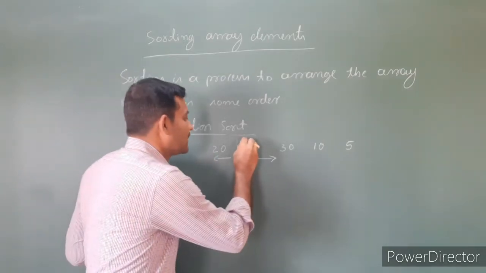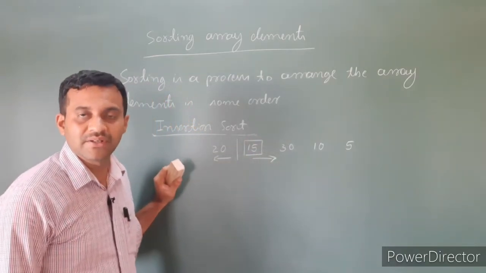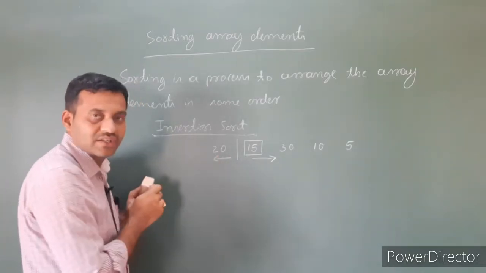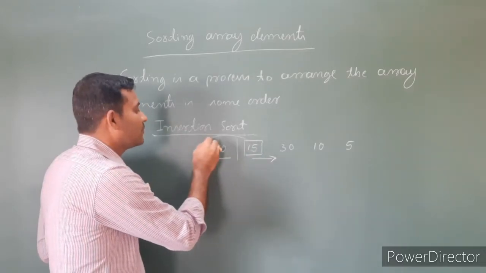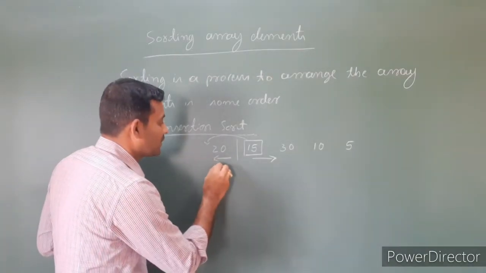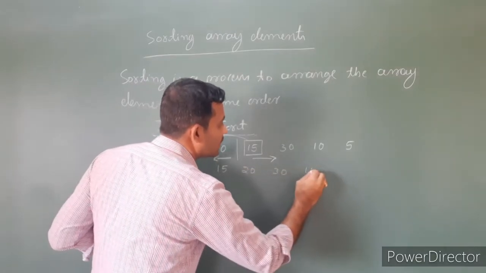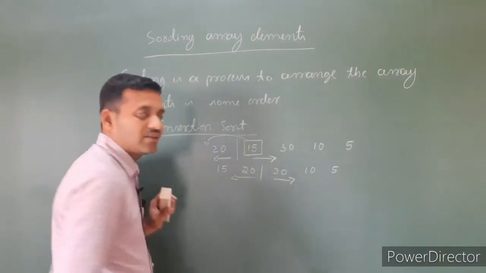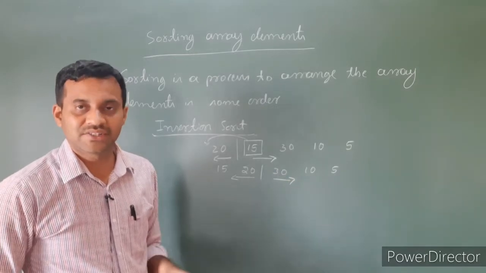Then we have to access the next element from the unsorted portion. So 15 is the key element from the unsorted portion. Then 15 is compared with the 20. So 20 is greater than 15, hence 15 is inserted before the 20. So elements become 15, 20, 30, 10 and 5. 15 and 20 are the sorted, 30, 10, 5 are the unsorted.